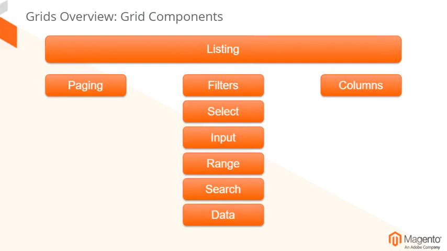This diagram presents a list of the various grid components. Listing, a central UI component that represents the grid itself. Columns, a component that includes a set of column components. Each column component represents a specific grid column and its data. Columns are now rendered in JavaScript.